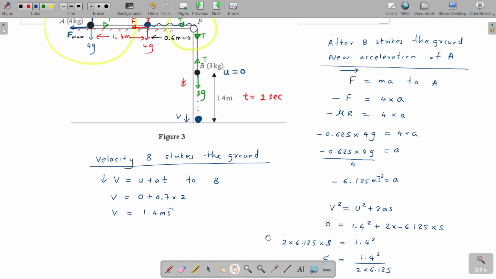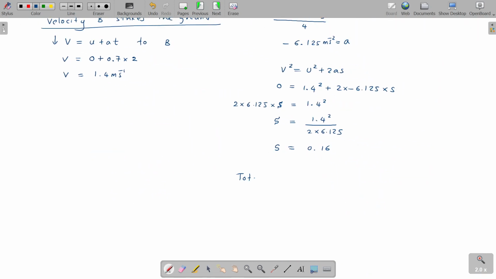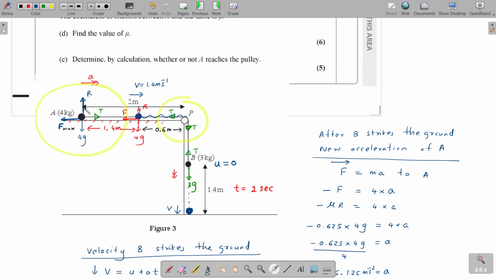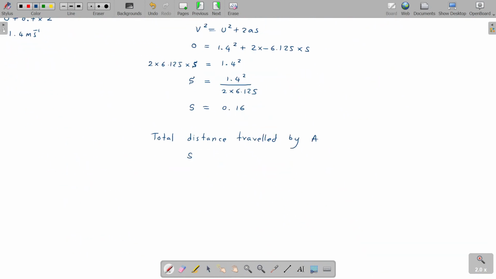So we'll say the total distance traveled by A is how much? There are 2 meters from the place where A started until it hits the pulley. Initially it traveled 1.4 meters, and now it traveled 0.16. Altogether, how much distance has particle A traveled? 1.4 plus 0.16 is how much? 1.56 meters.